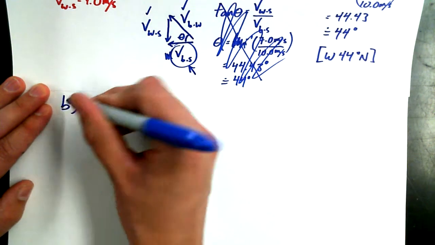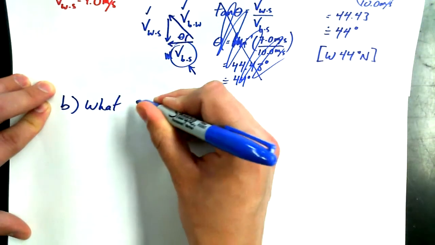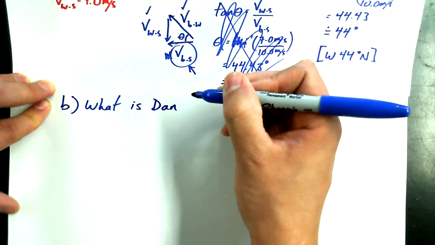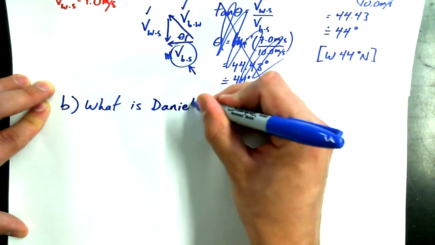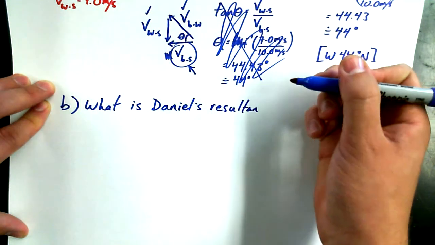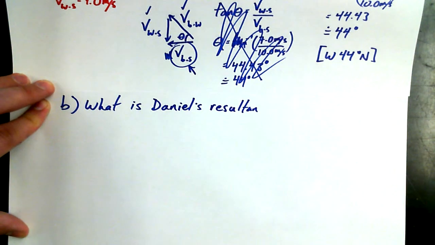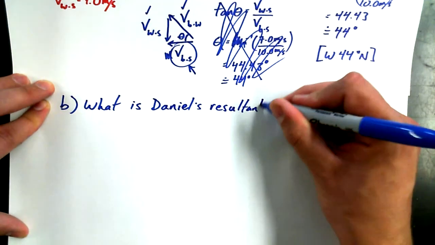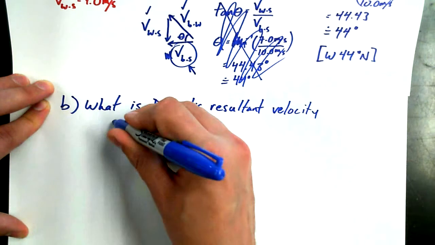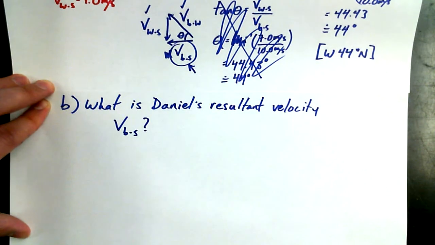All right, B. Here's the B. What is Daniel's resultant velocity? Well, you could say, at what velocity is he going to row west relative to the shore? But that's the same thing as saying Daniel's resultant velocity in this case. Or we could say, what is Daniel's velocity, or his boat's velocity, relative to shore? Now we'll solve for VBS, okay?